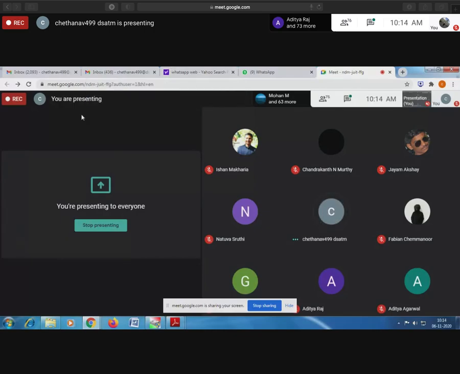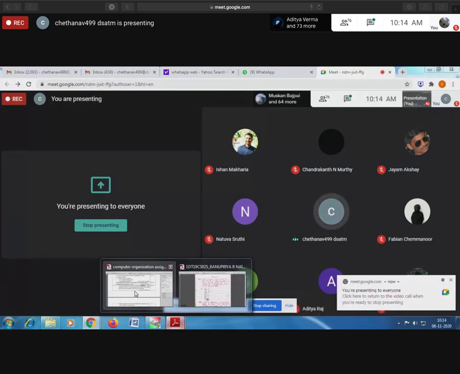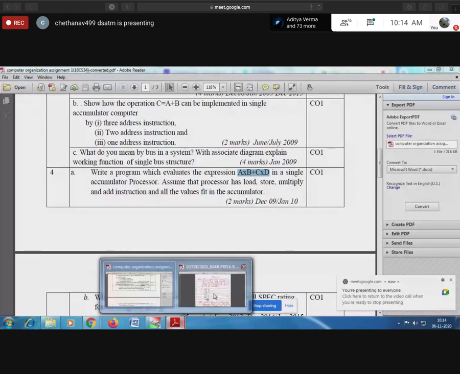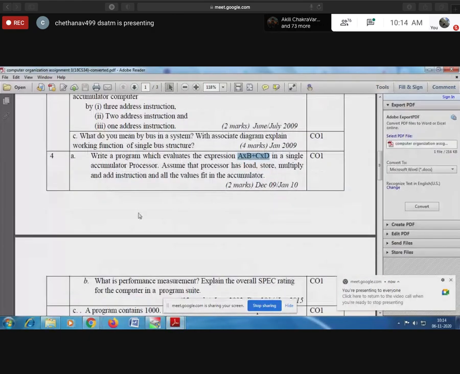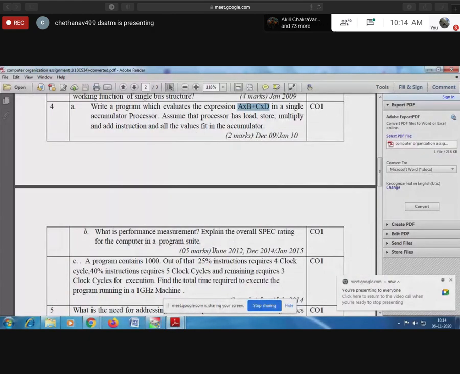Okay, this is the example. We have completed this, and we'll go to the fourth one. If you go to fourth B, it was spec rating. Spec rating is very simple. What is a spec rating?